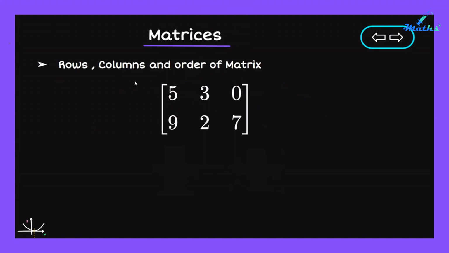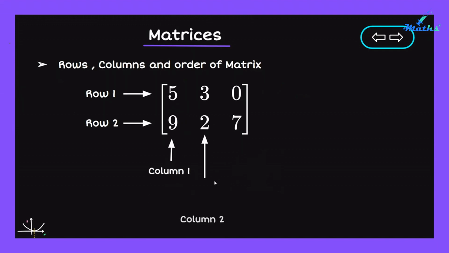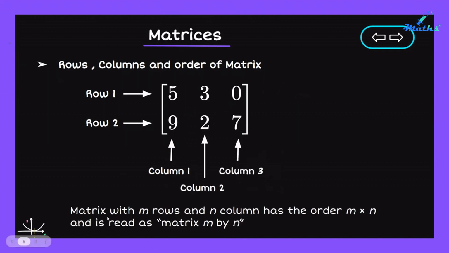The next is rows, columns, and order of matrix. So here's the matrix, and this is called a row, and it's row 1. And row 2, if there's another row, is called row 3. Then it's column 1, column 2, and column 3. A matrix with m rows and n columns has the order m times n, and is read as matrix m by n. So for this one, there's 2 rows and 3 columns, so it's 2 times 3.